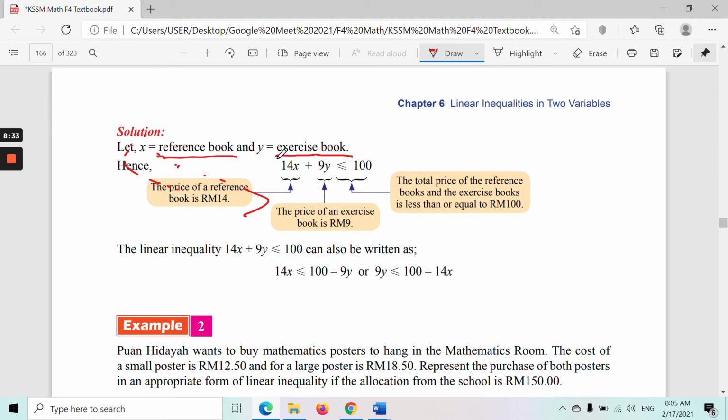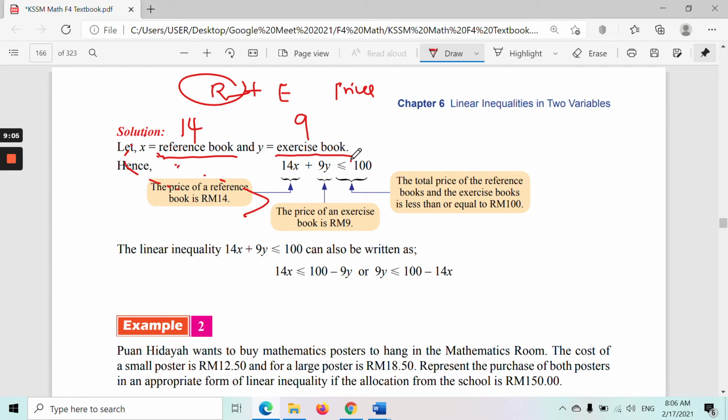Because this one we talk about price. Berapa jumlah bayaran? So you need to see one by one. Reference book bayaran tambah exercise book bayaran. So what is the price? For reference book, one reference book just now is 14 ringgit, right? For exercise book, one book is 9 ringgit. So 14 times X books of reference book. Ada X buku X kan? And then plus exercise book 9 ringgit times Y exercise books.